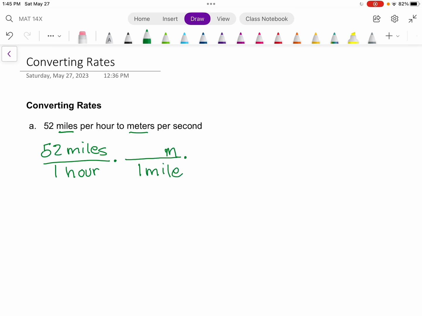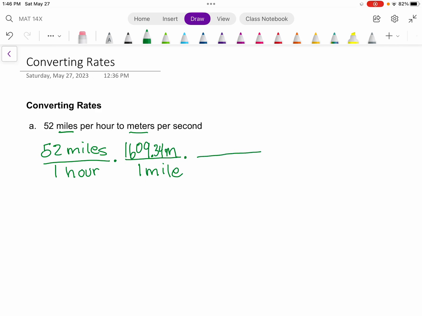And that's something I would either be given on a unit conversion table or I could look up. And I looked it up in advance, and there are approximately 1,609.34 meters in 1 mile. So that multiplication problem right there would convert this into meters per hour. Well, I don't want meters per hour. I want meters per second. So I also need to get rid of this hour down here and turn it into seconds.